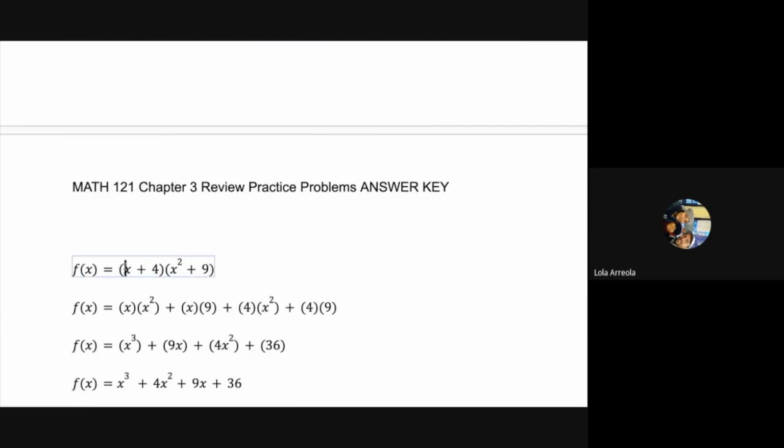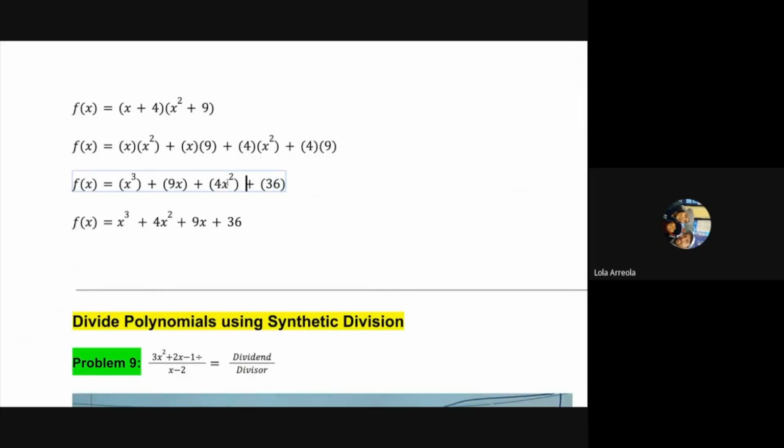So then I distribute: x times x squared is x cubed. X times 9 is 9x. 4 times x squared is 4x squared. And 4 times 9 is 36. I see no like terms. I just have to write them in order. Right now, it's not in descending exponent order. I have x cubed, then it jumps to 9x, and then it jumps to 4x squared. So I just have to switch these two so that it can be in proper standard form, which is descending exponents, variable exponents getting lower.